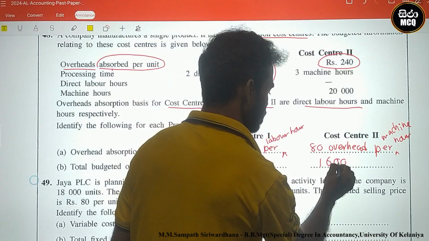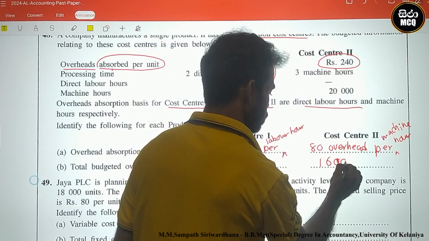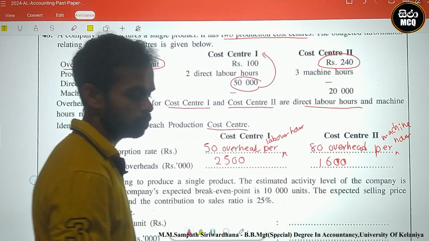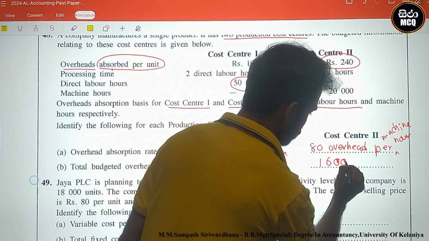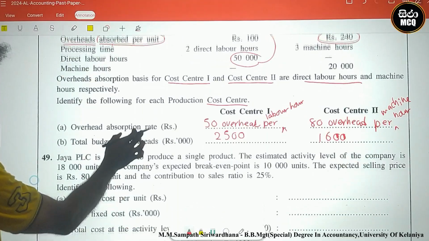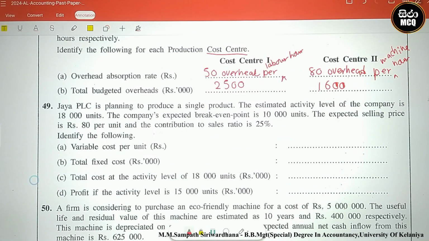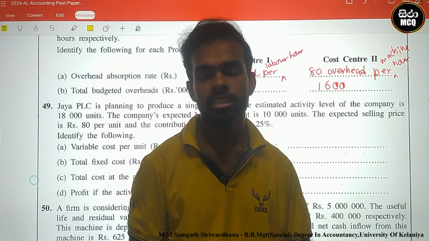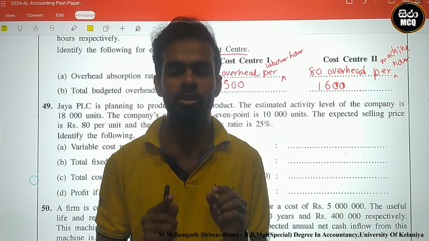This is the reversed calculation of the production overhead cost absorption topic. Therefore, this is the answer. In the next video, there is a cost volume profit analysis question, question number 49. In the next video, we meet question number 49.